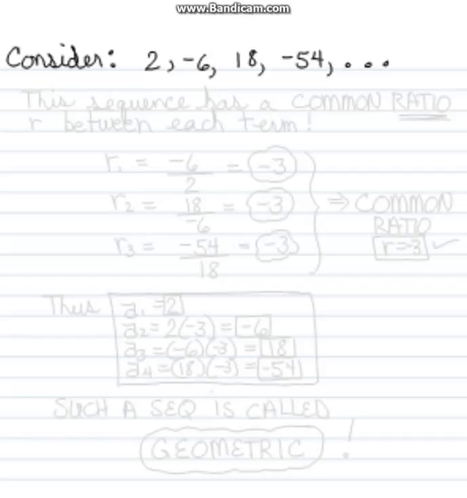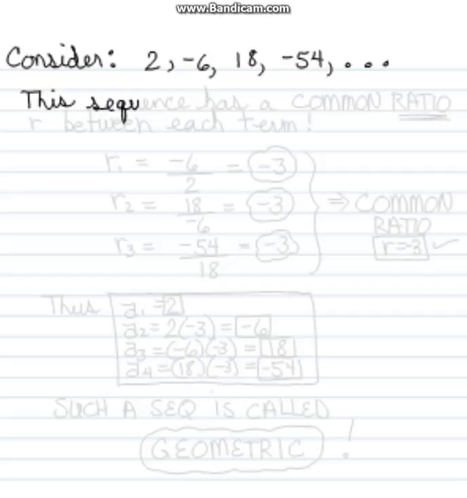Okay, check out this sequence. Our first term is 2, second term is negative 6, then we have an 18, then we have a negative 54. Now, if it were an arithmetic sequence, then there would be a common difference. Every time we took any term and subtracted the term before it, we would get the same difference, the same number. But that's not what this is. This has a different characteristic.